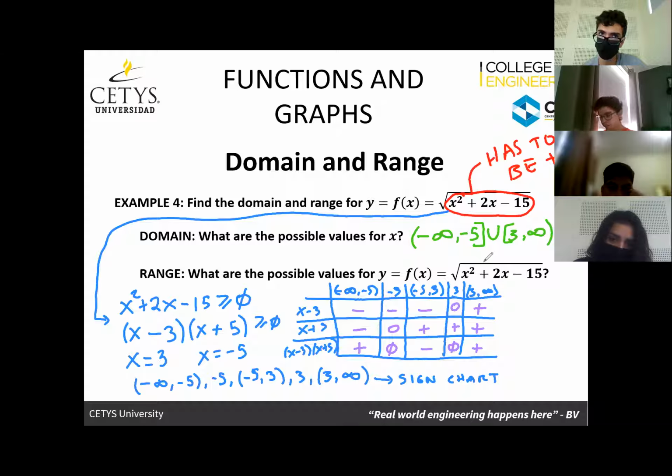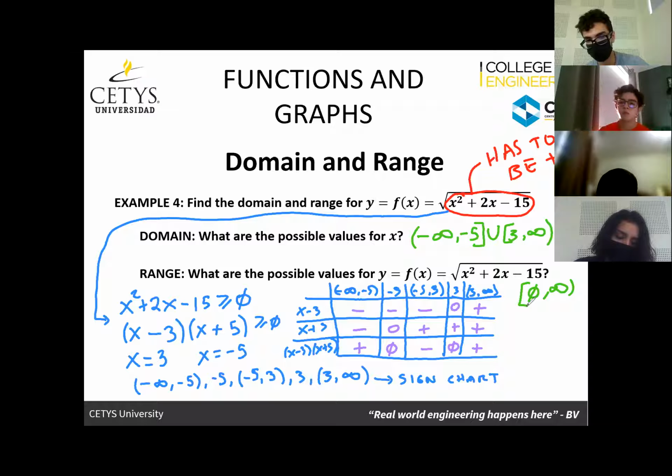That y is greater or equal to 0. Perfect. The range is going to be from 0 to infinite. So for any value I give it, I'm always going to get a positive value. We kind of did an analysis here, but it's a square root, so I'm not going to be getting a negative value there.